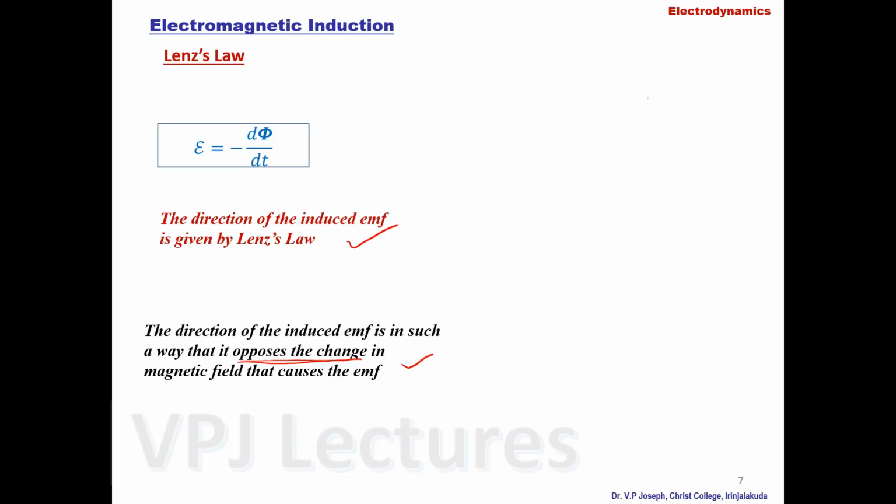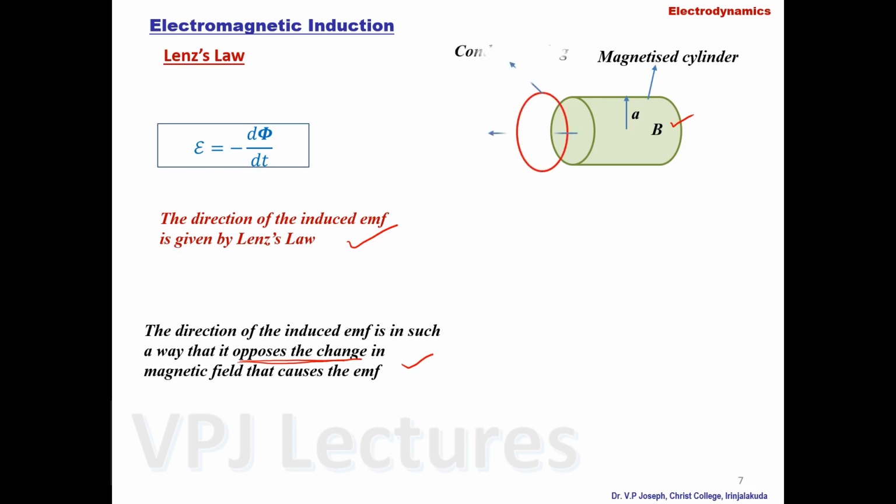And this can be explained using a demonstration model. For example, let us consider a magnetized cylinder with magnetic flux density B, and the radius of the cylinder is taken as A. Suppose a conducting ring is placed nearby, and the magnetized cylinder is moving towards the ring with velocity v.